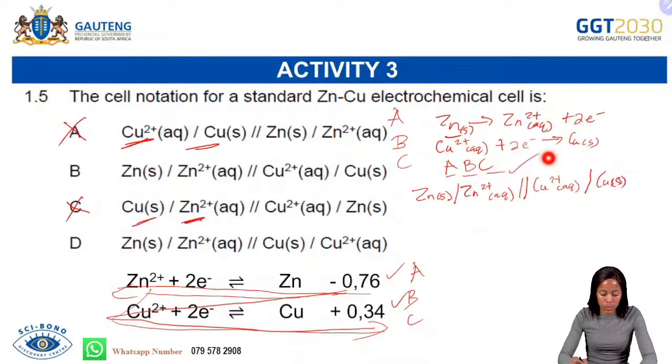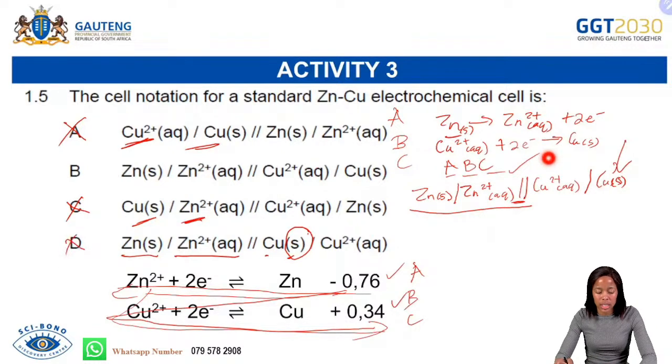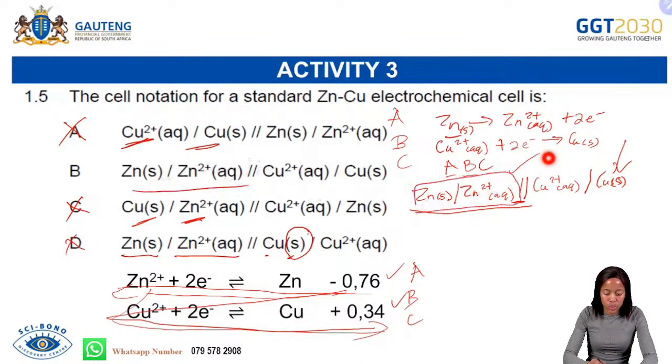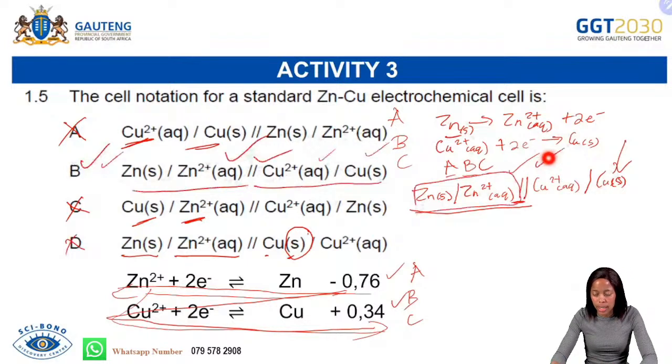Then let's move on to D. What is happening in terms of D? Yes, it has Zn solid, Zn2+, which is what we have. It has a salt bridge. But on the right, what do we have? We have Cu solid first. But the Cu solid, where should it be? It should be at the end. So D is also incorrect. Then we move on to B. We will see that B has Zn solid and Zn2+ aqueous on the left, salt bridge, Cu2+ aqueous, Cu solid. So therefore, B will be the correct answer there.